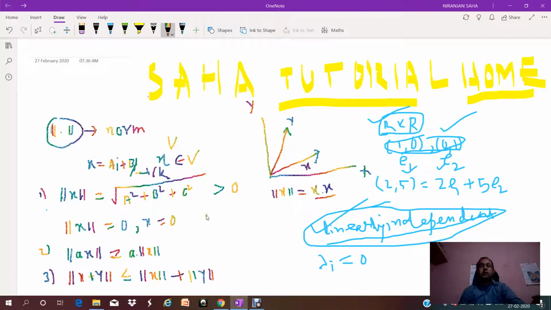If we draw it in a three-dimensional figure, there is also z. So the norm of x you can very easily calculate through this equation, and the norm of y can also be calculated very easily through this equation. What will be the resultant triangular inequality? This is the triangular inequality: x plus y.